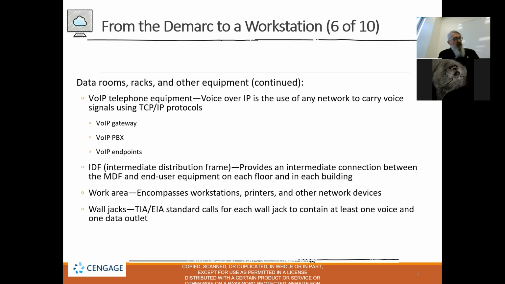Work area. This room would be a work area, and in this room we have multiple wall jacks, which we're going to look at in a second. We connect to the wall jack, and then inside the walls there's a cable that goes back to a patch panel, which then connects to switches, which then connect to our cabling that goes down to the data room, and then to our backbone through there.